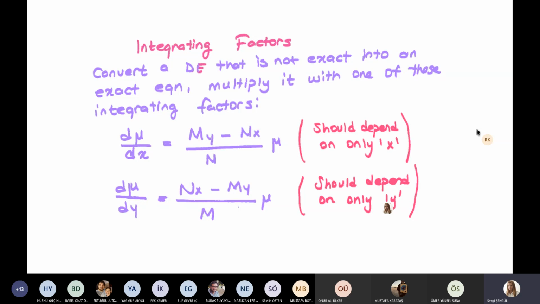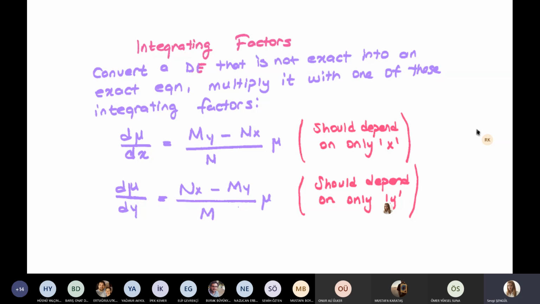And for the exact ones, we can also find an integrating factor. If your equation is not exact, once you multiply your equation with this integrating factor, your equation will turn back into an exact one. This is a magical function that turns your differential equation into an exact equation. And how do we find it? I will explain it right now. Make sure that you try hard to understand this one.